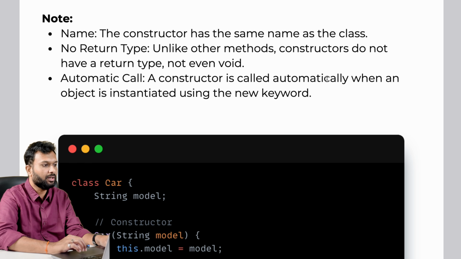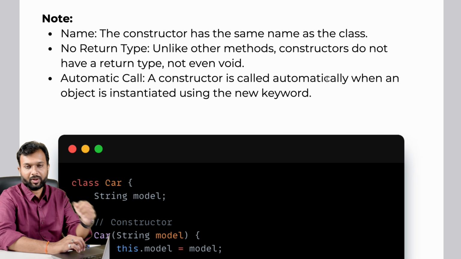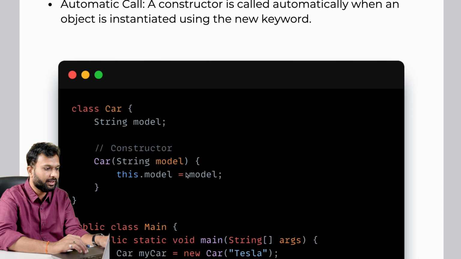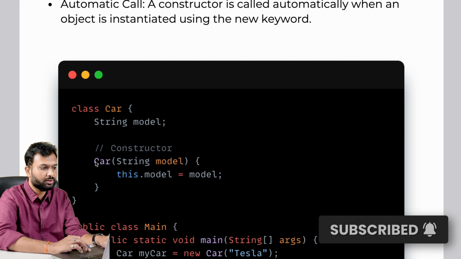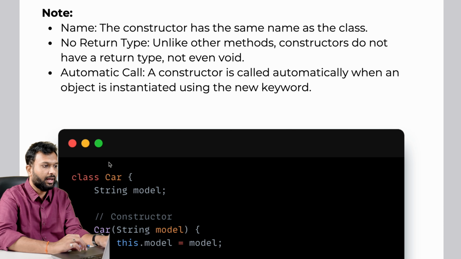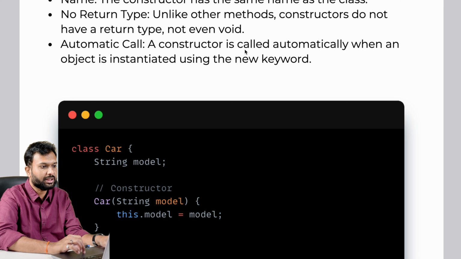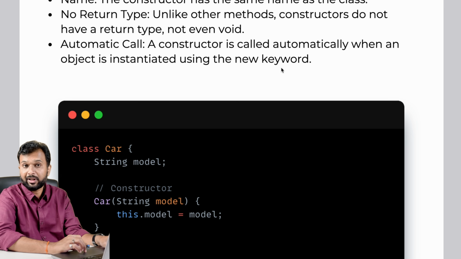There are some rules for creating a constructor. A constructor should have the same name as the class. For example, let's say I am creating a Car class. The constructor's name should be similar to the class name, which has to be Car. A constructor will not have any return type, unlike methods, and it is an automatic call. It is called automatically when an object is initiated with the new keyword.